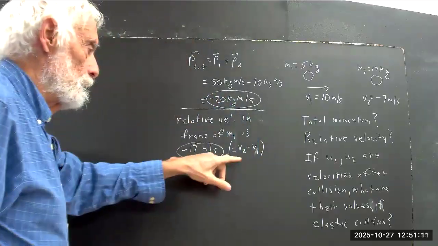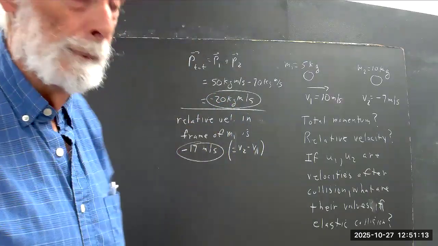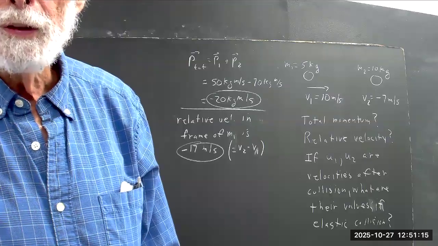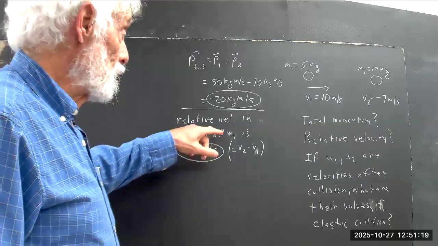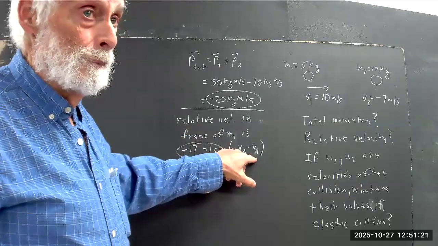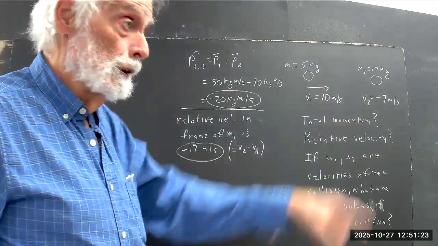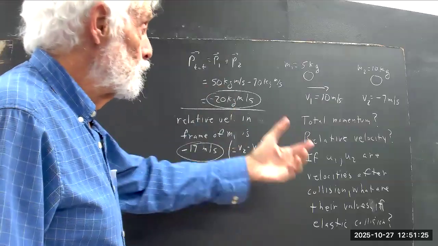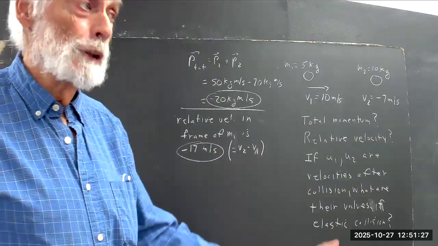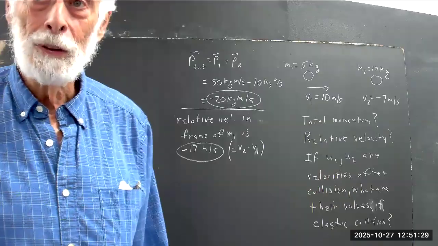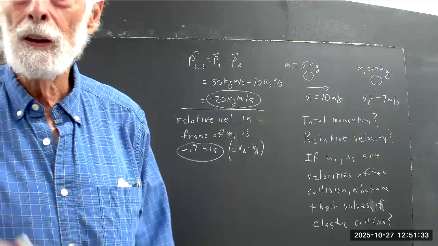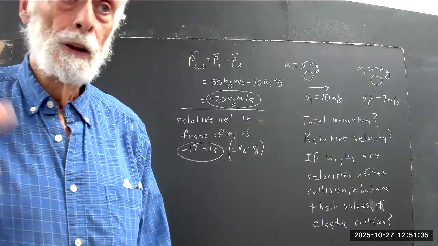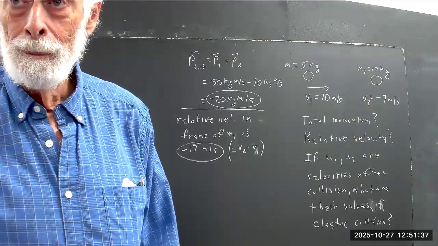Also, you don't want to necessarily memorize this as a formula. It's just common sense. If I am in the frame of V1, then I perceive the relative velocity here to be V2 minus V1, because that's the one that gives me the answer that's common sense. It's -17 meters per second. That's a common sense answer. You shouldn't need a formula to calculate that.